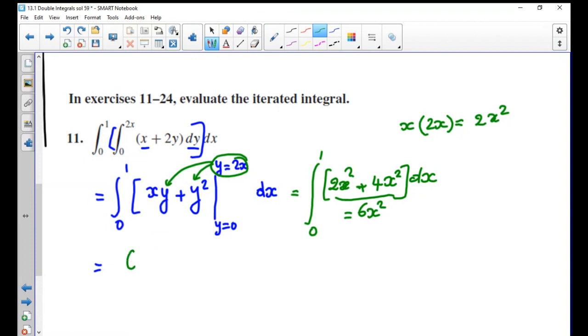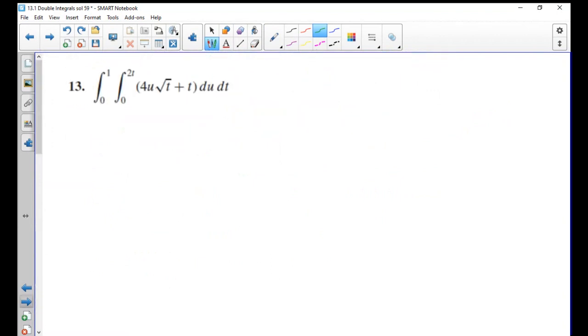So it's going to be 6x cubed over 3 from 0 to 1, which is 2x cubed from 0 to 1. So the final answer is 2. Fairly simple. No major issues here.